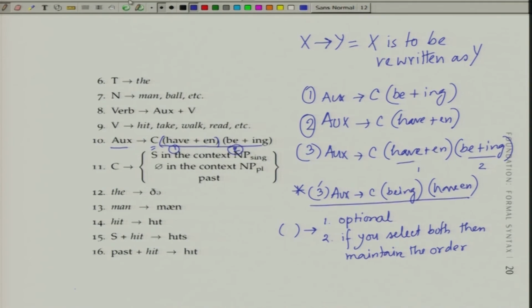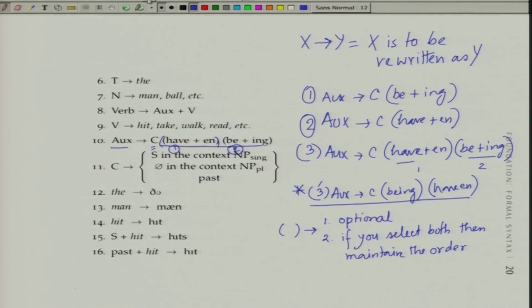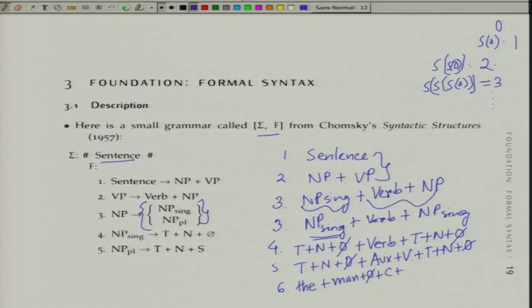So we get back to the original page, and I choose C, nothing else. And say for V, I choose, V can be hit or take or walk or read. I choose hit. Plus T, I don't have any option, T goes to the. N, I choose ball. I could have done something else. So it's pretty close to the end of the sentence, but it's not the end of it.